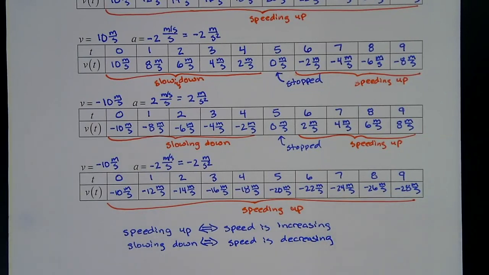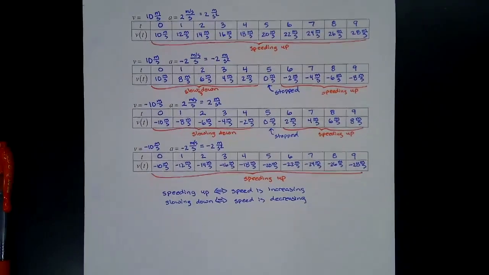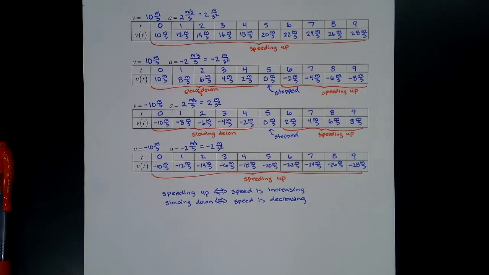So sometimes on the AP exam, they ask where is the speed increasing? Where is the speed decreasing? Well, they're talking about speeding up and slowing down when they say that, okay? I'm going to zoom out a little bit because I need to refer back to these tables. All right, so how do you know when you're speeding up and when you're slowing down?